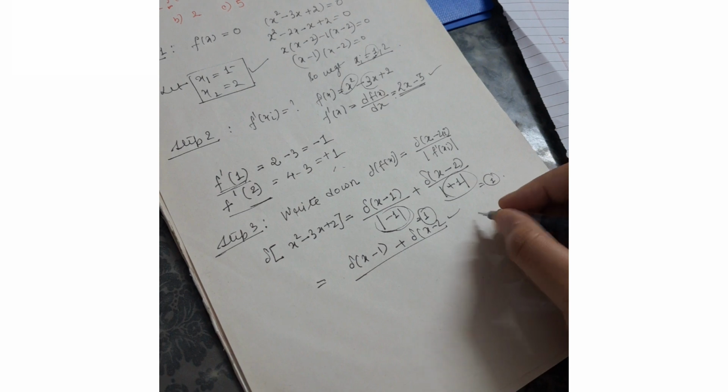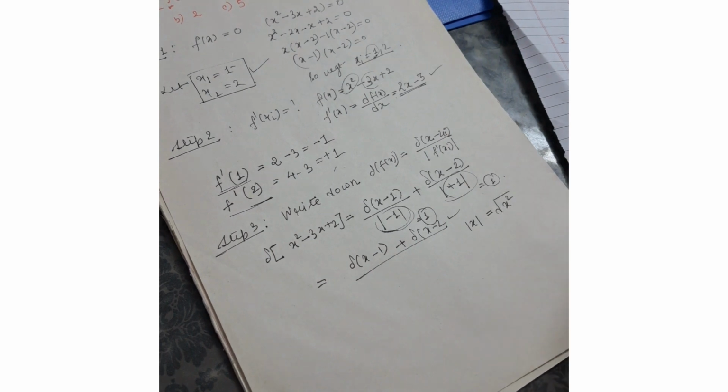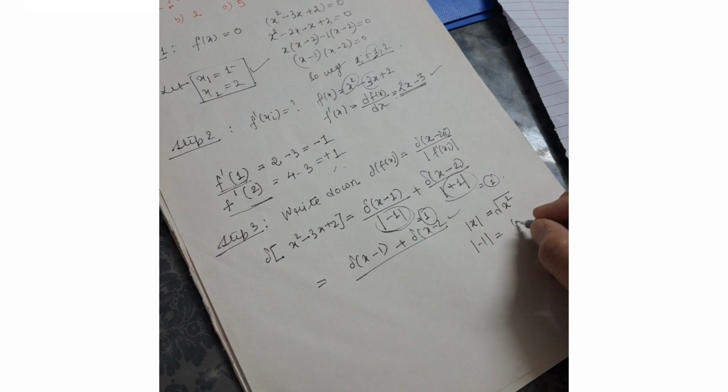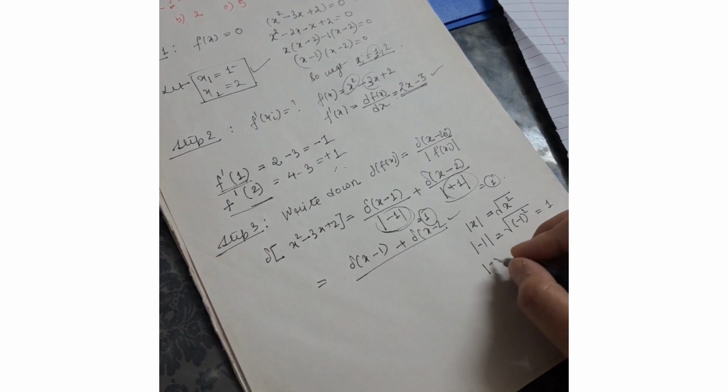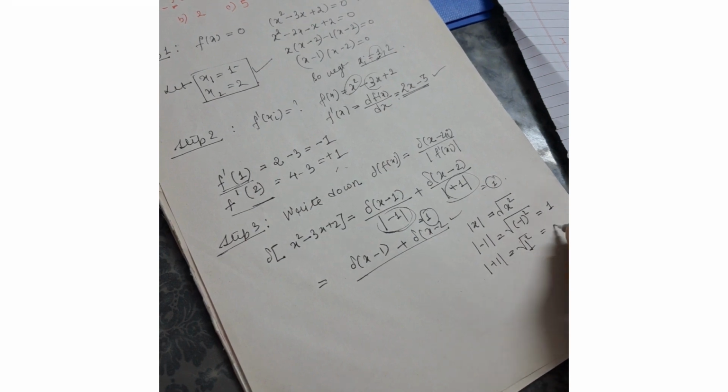So you know how mod is solved. Mod x is equal to x square root over. So when I say mod of minus 1, square root over, that is 1. And mod of plus 1 is equal to 1 square root, that is 1 also.